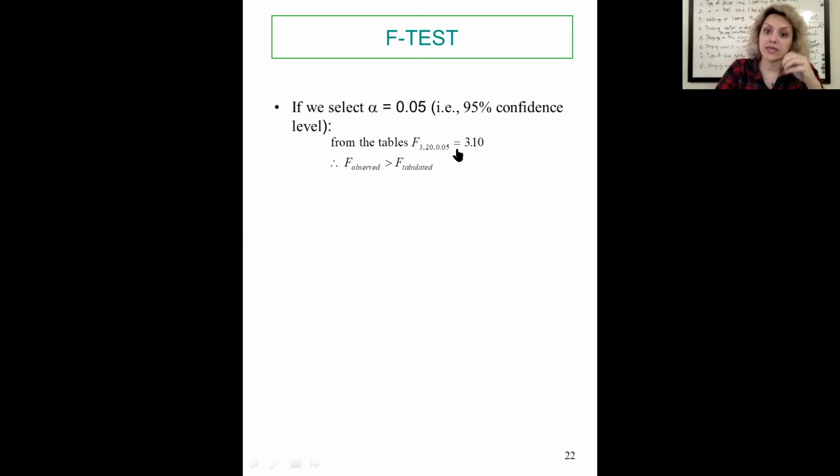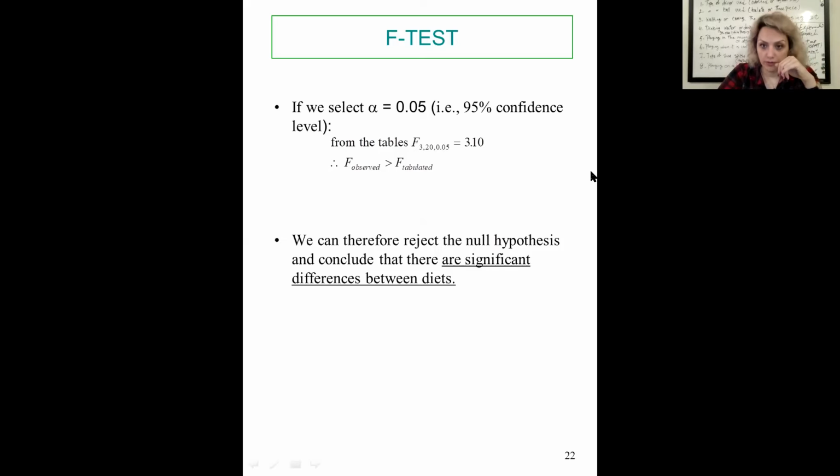And when we compare the F critical, the F from the table, with the F observed, we find that F observed is greater than the tabulated F. And because F observed is greater than the F critical, we reject the null hypothesis, right? So we are outside the null hypothesis area. We are in the rejection region. So therefore, we can reject the null hypothesis and conclude that there are significant differences between diets.